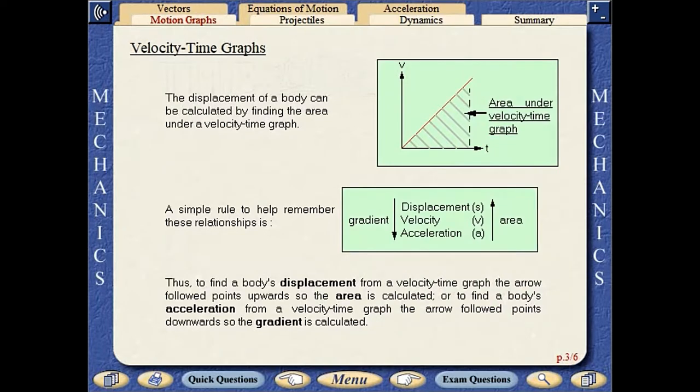The displacement of a body can be calculated by finding the area under a velocity-time graph. Thus, to find a body's displacement from a velocity-time graph, the area is calculated. Or to find a body's acceleration from a velocity-time graph, the gradient is calculated.